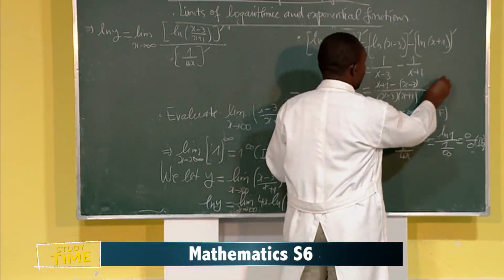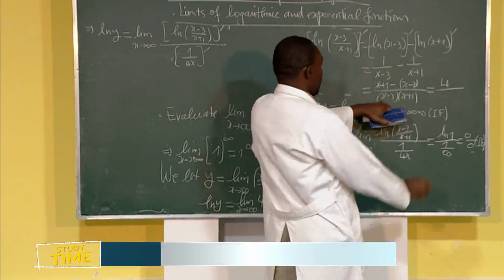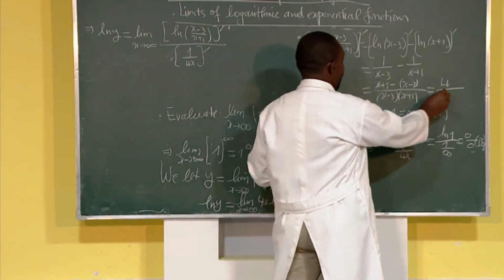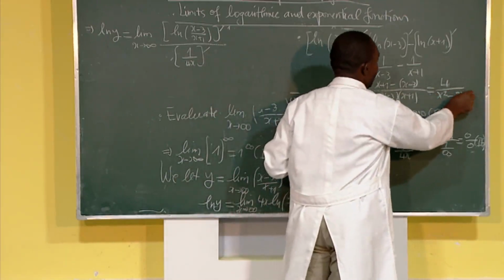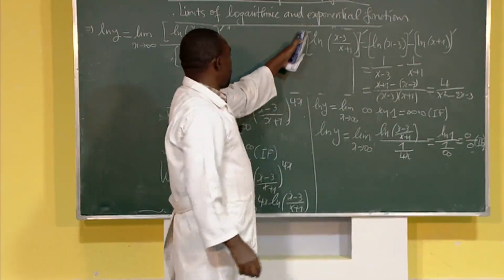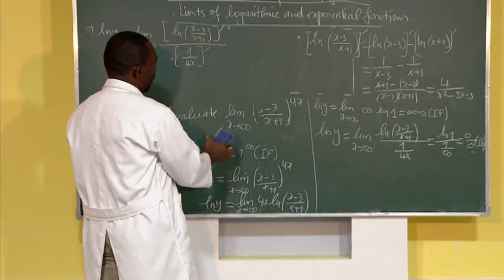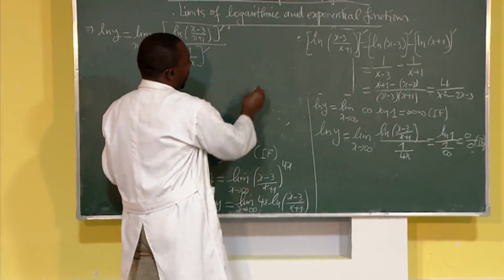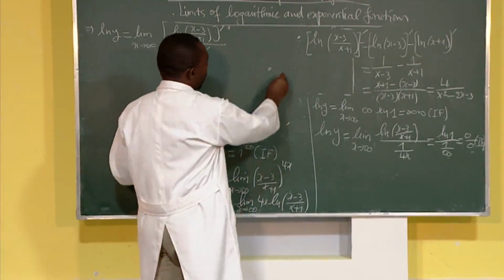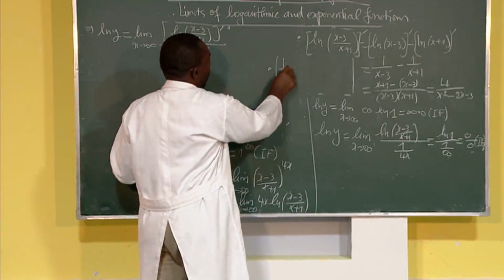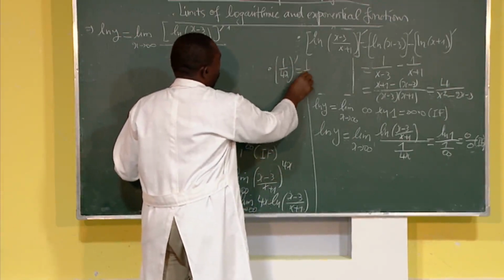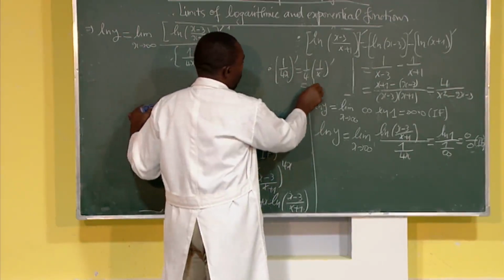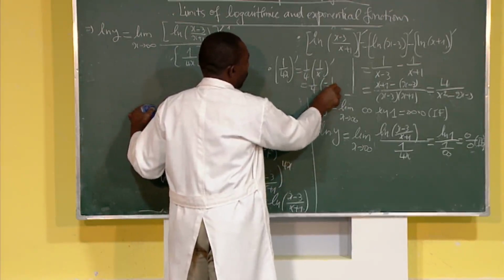1 minus 3, this is 4, divided by x squared minus 2x minus 3. This is my draft derivative for the numerator. And I continue with the derivative of my denominator, which is 1 divided by 4x. This is 1 over 4, a constant, times the derivative of 1 divided by x. And this is 1 over 4 times minus 1 over x power 2.